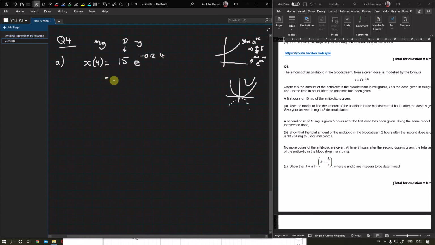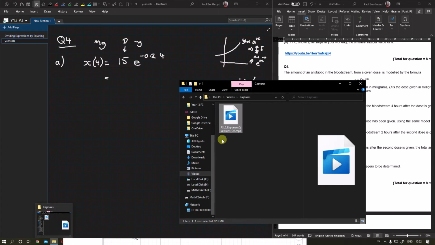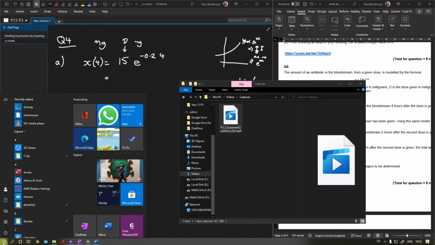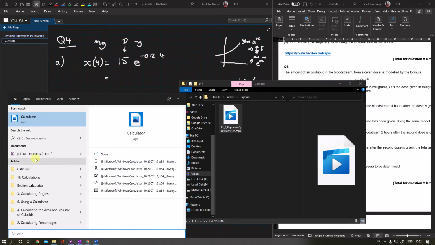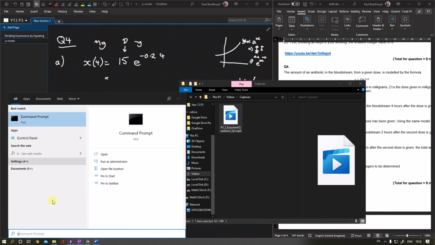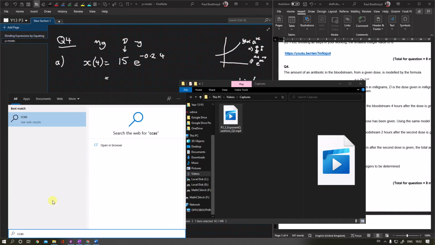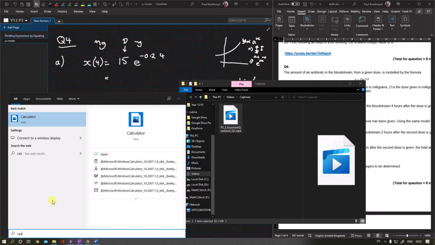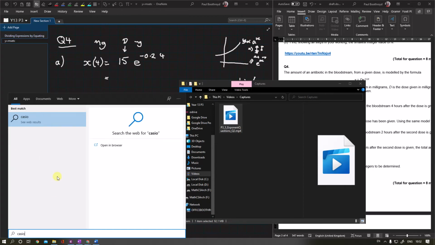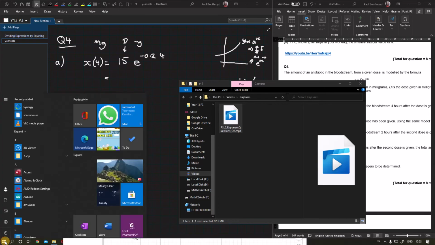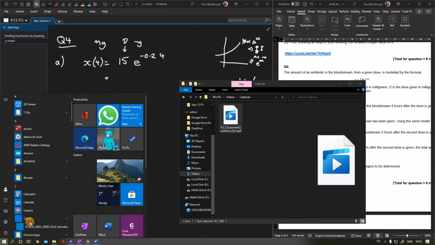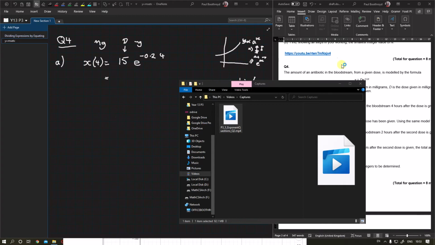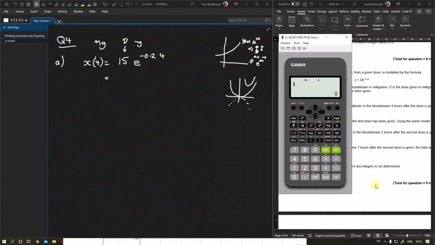Type it into your calculator and rearrange. Where's my calculator gone? Where's calculator, sorry. I've actually got a Casio calculator, so I'll use that. There's my Casio calculator, FX32. Let's get them out of the way.